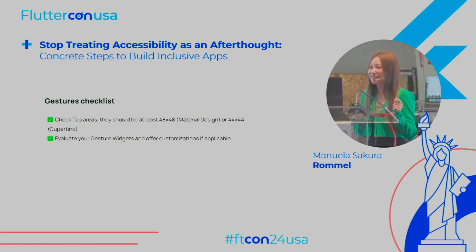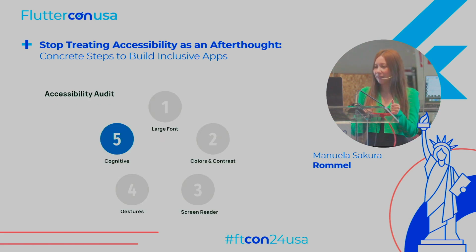Okay, for gestures, it's important to also check the tap areas. That should be 48 by 48 pixels or 44 by 44 pixels. Also, you should evaluate your gesture widgets and offer customization if applicable. Let's go to cognitive.